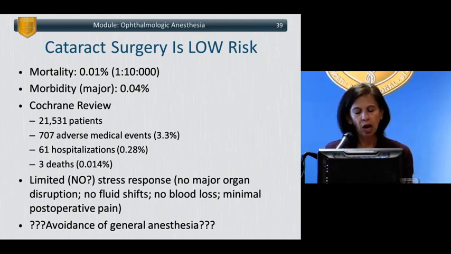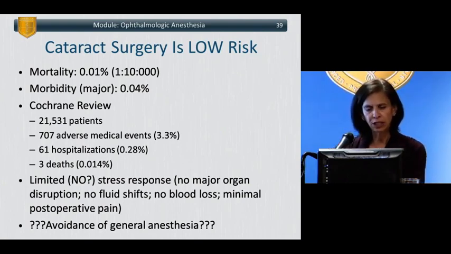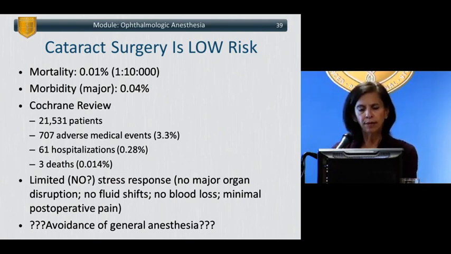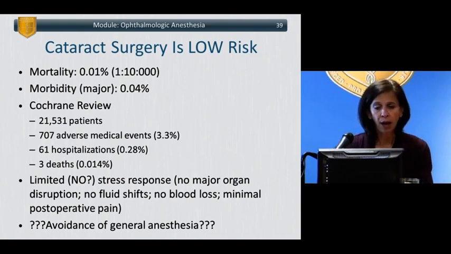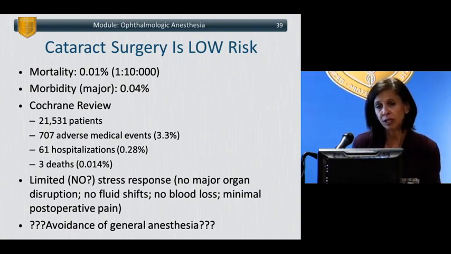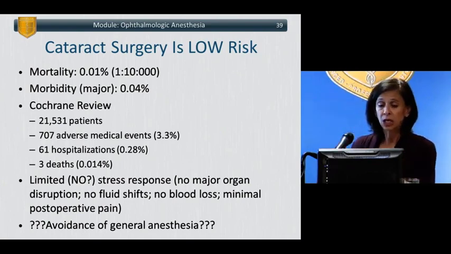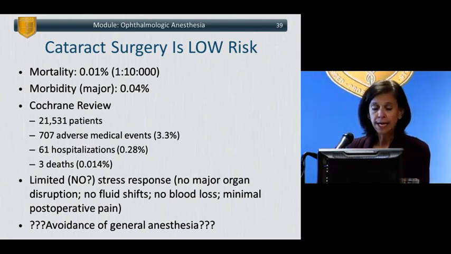The Cochrane review of a very large number of patients, at least 3 big studies and some other smaller studies, showed that the adverse medical event rate was about 3.3%. Only 0.28% hospitalization risk. Remember, I said for all ambulatory surgery, the risk of unanticipated hospitalization is about 3%. So this is 1/10 of that. There were only 3 deaths.